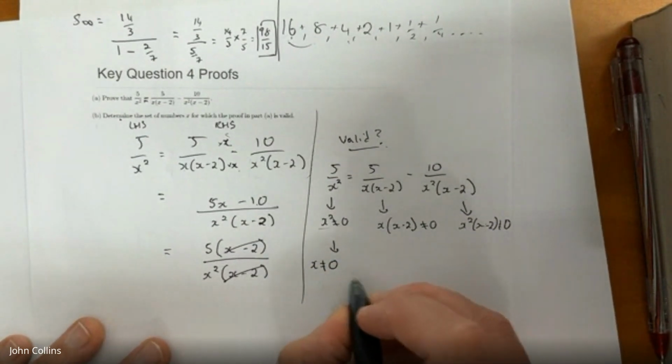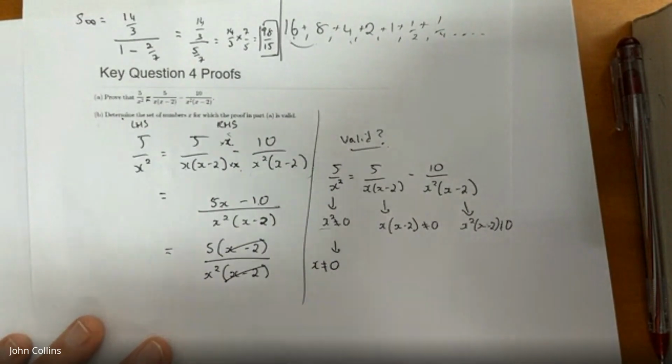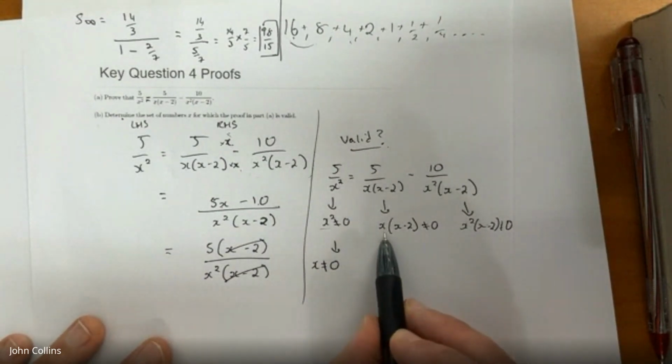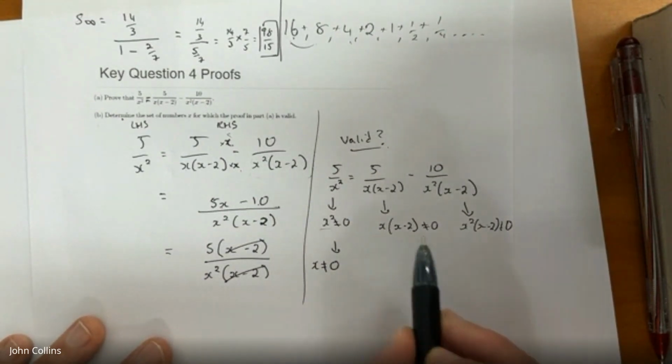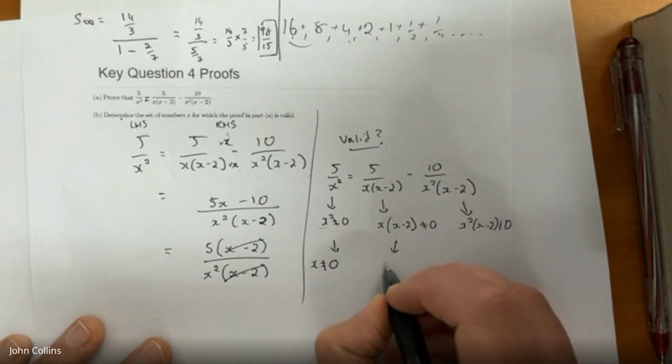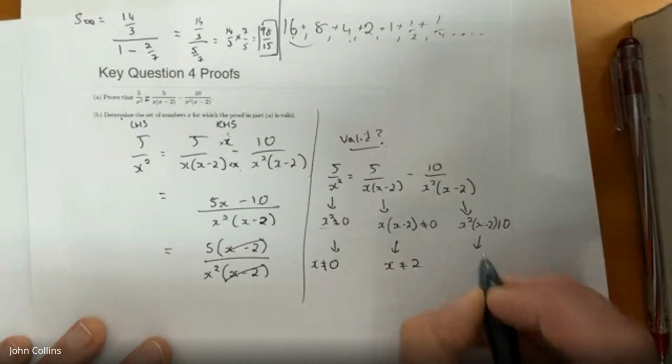Okay, that's one. What about this one? Is there any number here that also... 0 works here as well because you end up multiplying this by 0. 2, yeah. 2 minus 2 is 0. Okay, so from this one, we can say x cannot be 2. What about for this one?